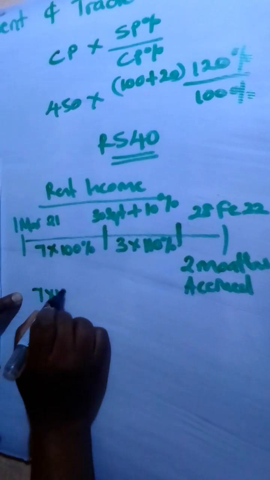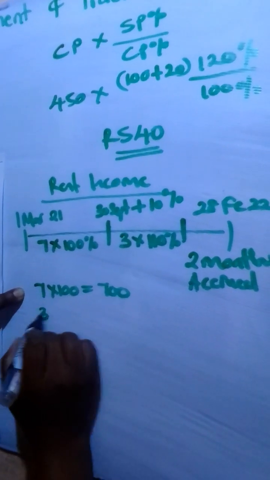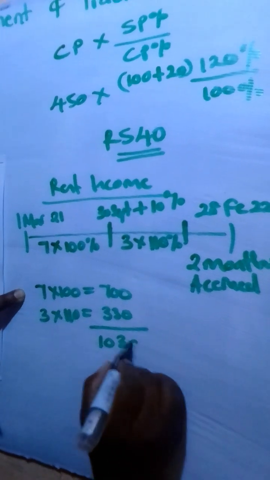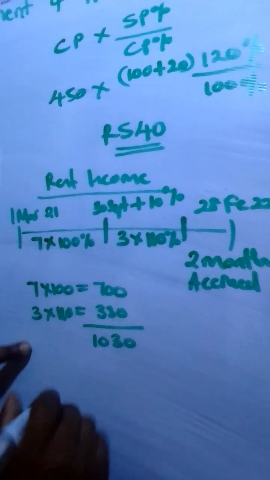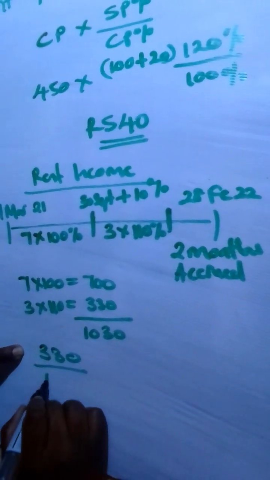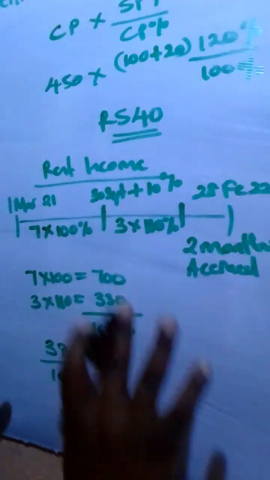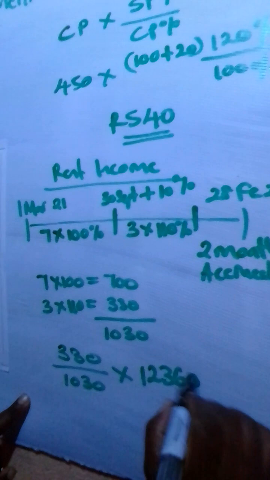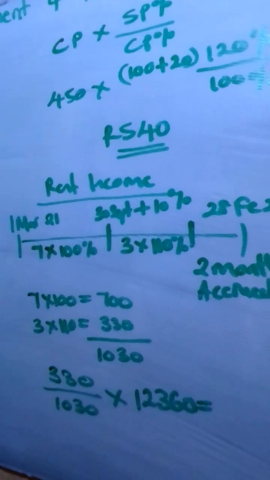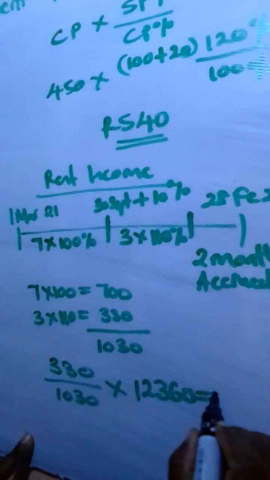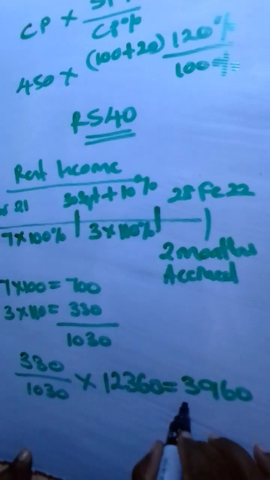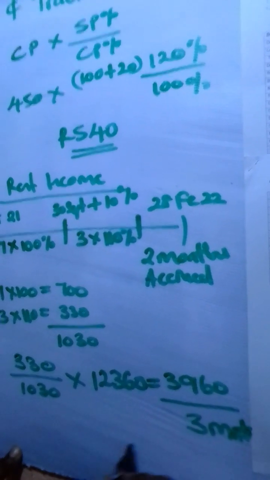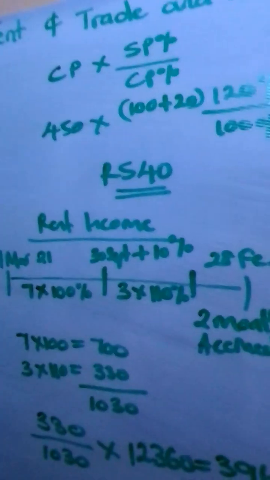If we say 7 multiplied by 100, we are going to get 700. And 3 months times 110, we are going to get 330. If we add, we get 1030. But we are interested in the amount for 3 months, which gives us 330. So we take our 330 as a fraction of the total 1030 times the rent amount that was received in the pre-adjustment trial balance, which is 12,360. Let me check on my calculator. When you calculate, you are going to get something like 3,960. This money is for 3 months, so you divide this amount by the 3 months, and you get 1,320.